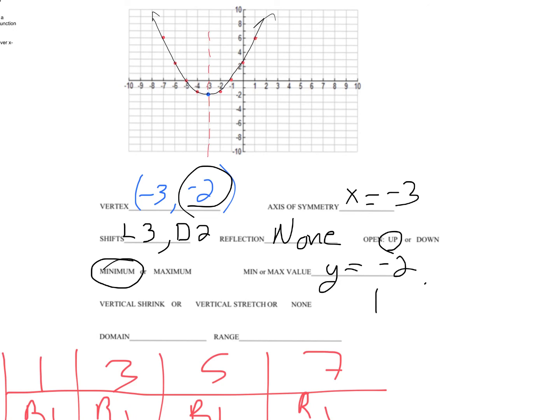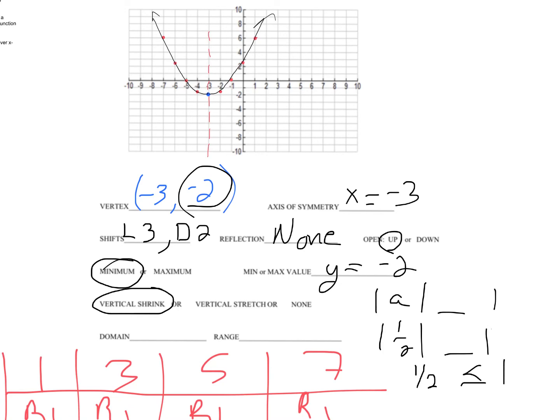Alright, for shrink, stretch, or neither, take our a value and compare it to 1. Now a in this instance was 1/2. So 1/2 compared to 1 is less than. So since it's less than, this is a shrink.